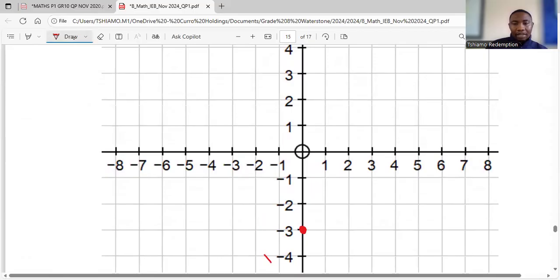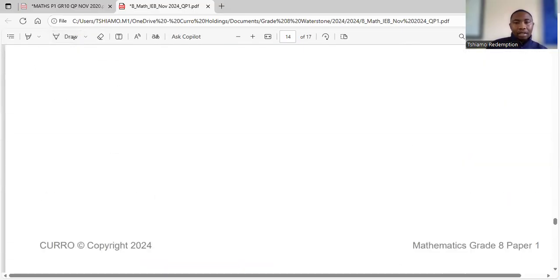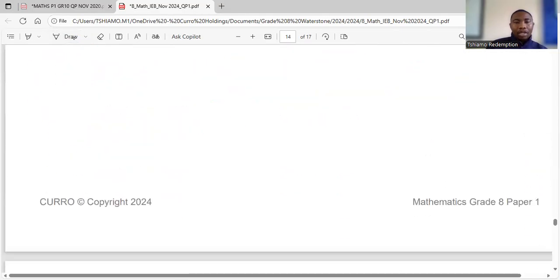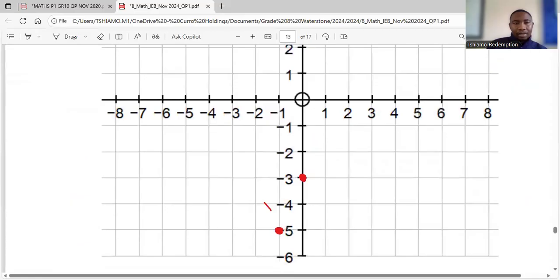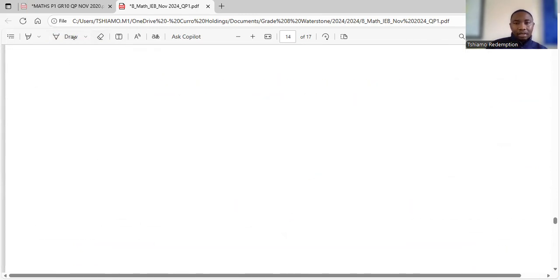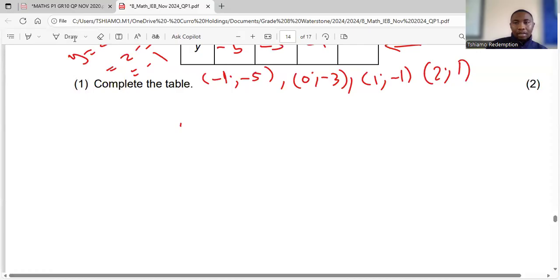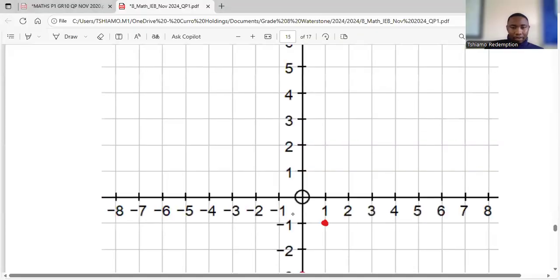1 and minus... What was it? Let me check again. 1 and -1. Okay, 1 and -1 will be here. And lastly, the last one is 2 and 1. That's where it is.